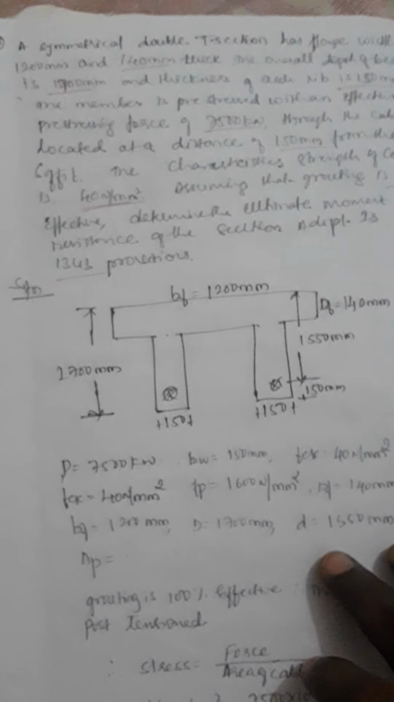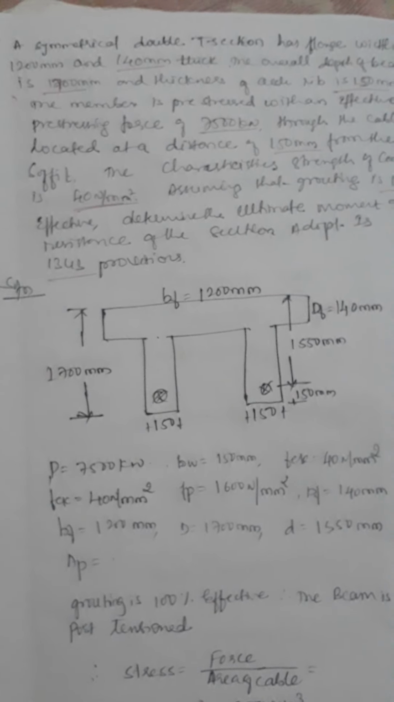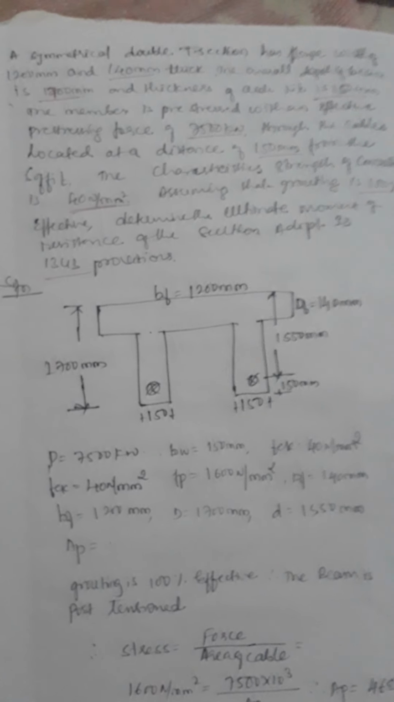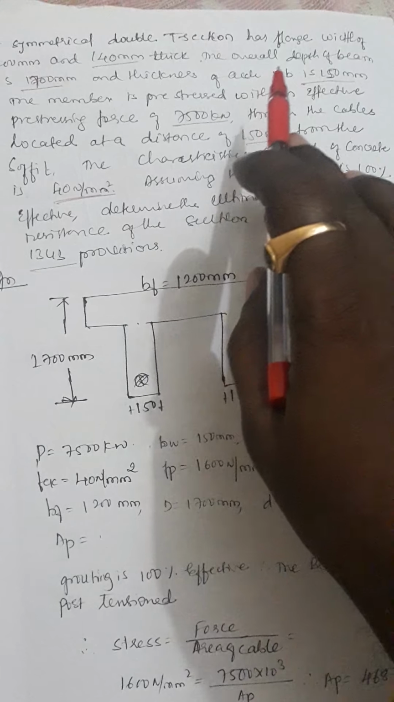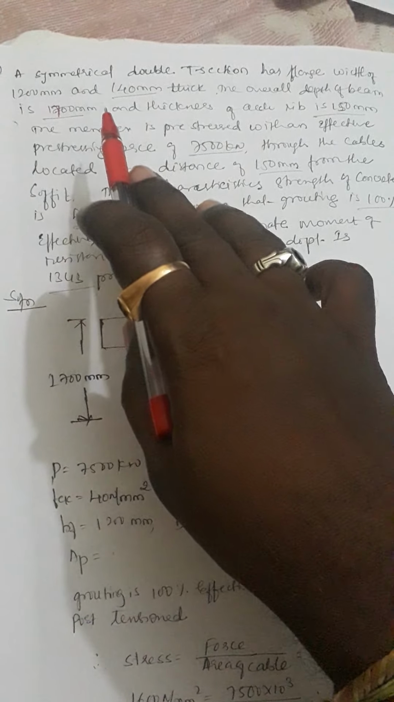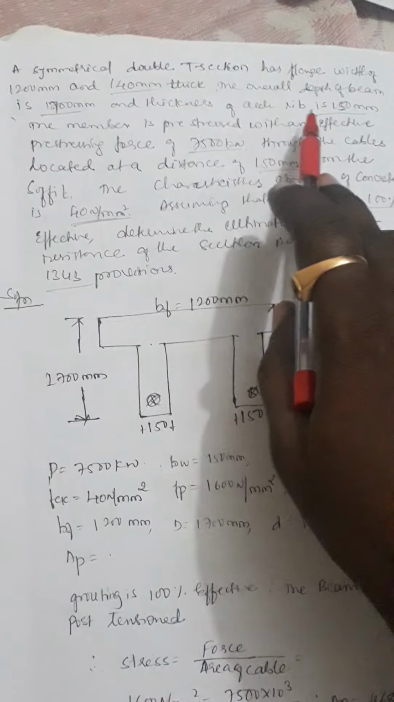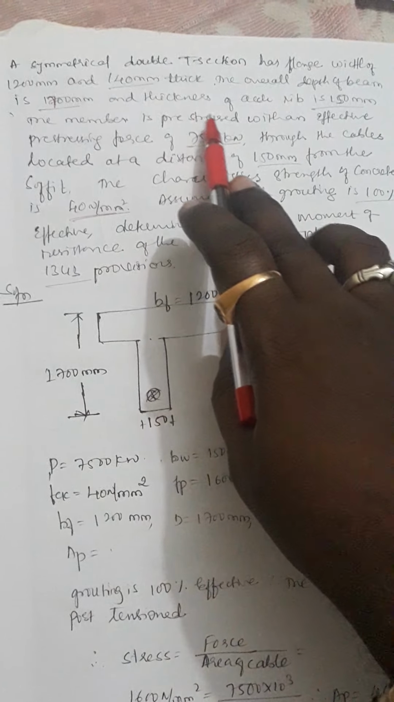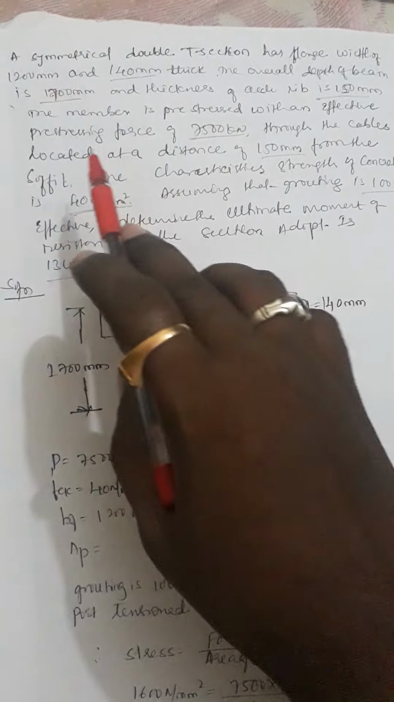So today I am going to explain the problem that is a continuation of the previous one. The problem is: a symmetrical double T section has a flange width of 1200 mm and 40 mm thick. The overall depth of the beam is 1700 mm and the thickness of each rib is 150 mm.